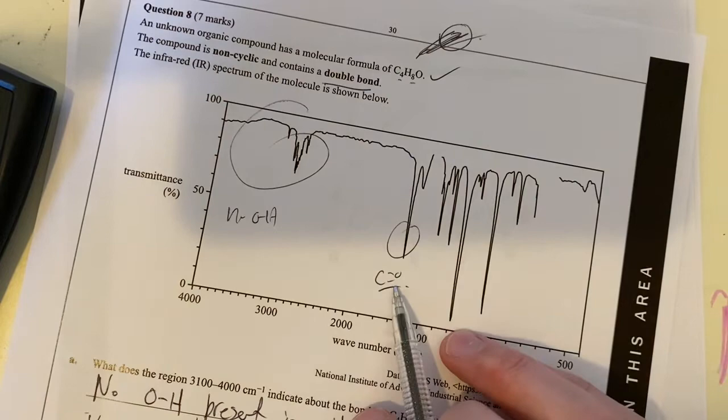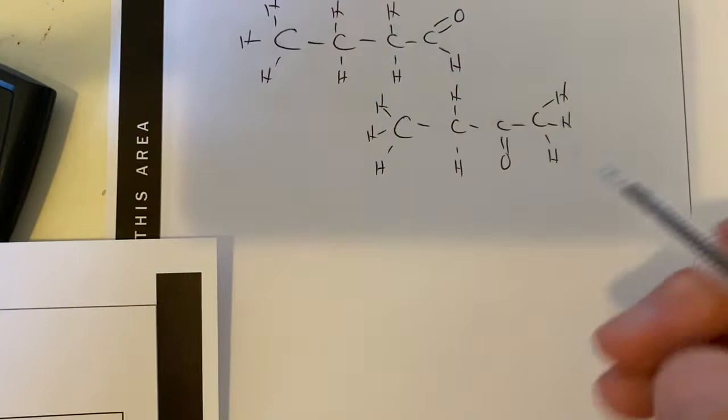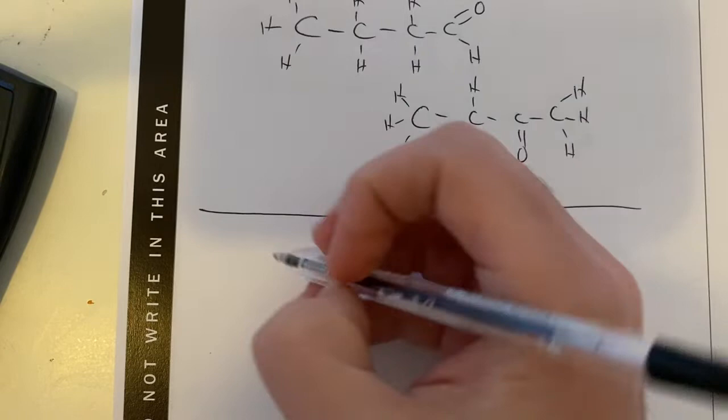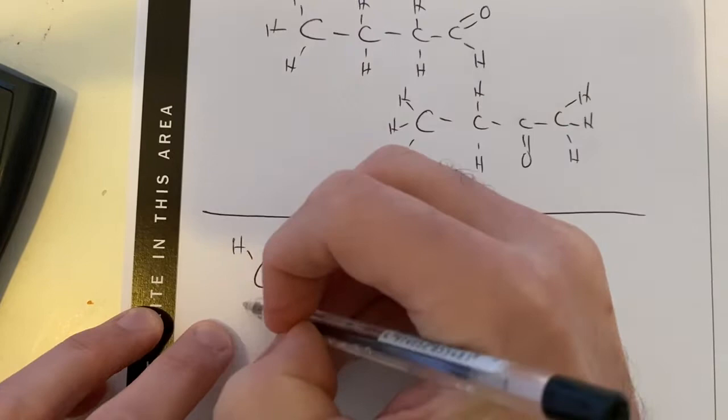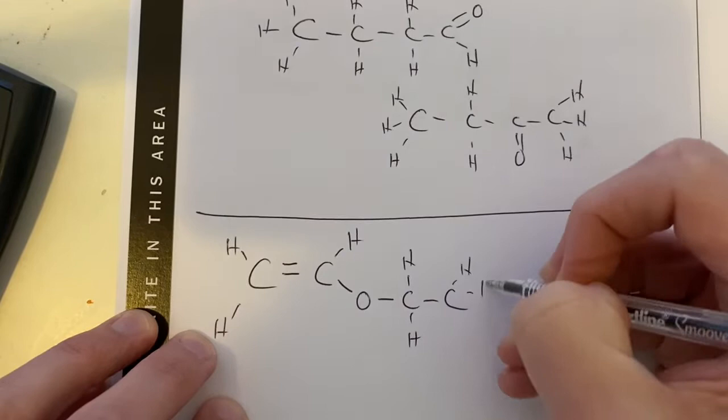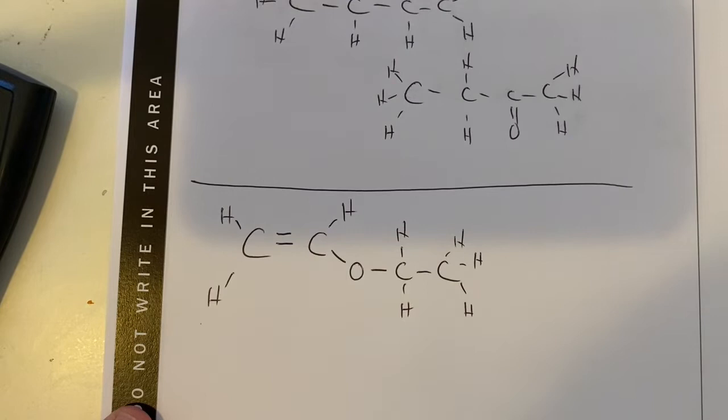I'm going to see if I can find another potential structure. Let's say we have a carbon to carbon double bond present in there. If I have an oxygen there and a carbon to carbon, what is that going to give us? I'm going to have two hydrogens here, a single hydrogen here, and hydrogens here, here and here. That's not my compound, because I've got four individual things happening there. Let's have a look at what else I could have.